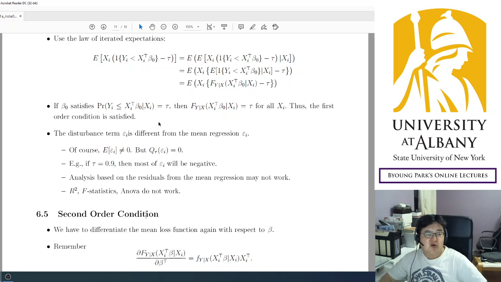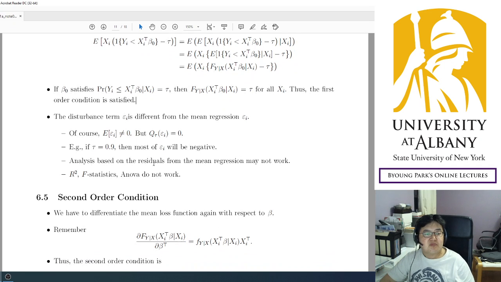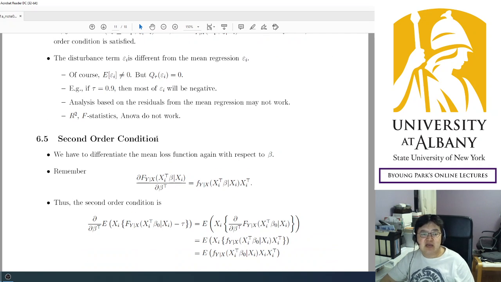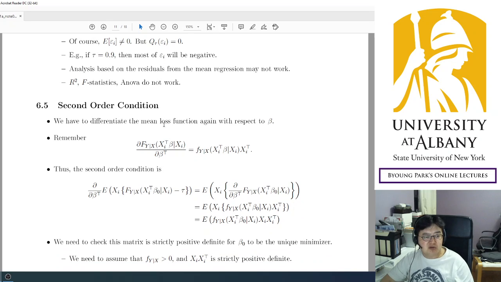Anyhow, here I have shown that the true parameter satisfies the first order condition. If we show that there is only one value that satisfies the first order condition, then it implies that the minimizer is unique, right? That can be done by checking the second order condition.